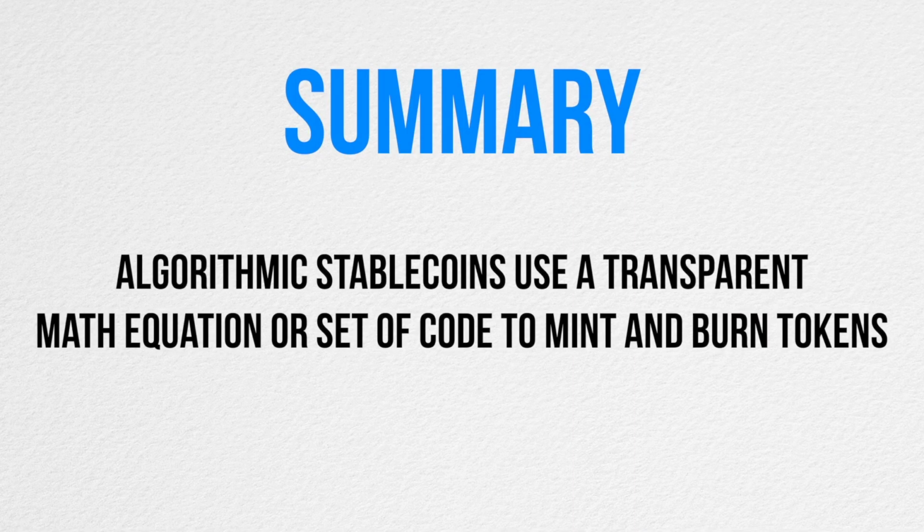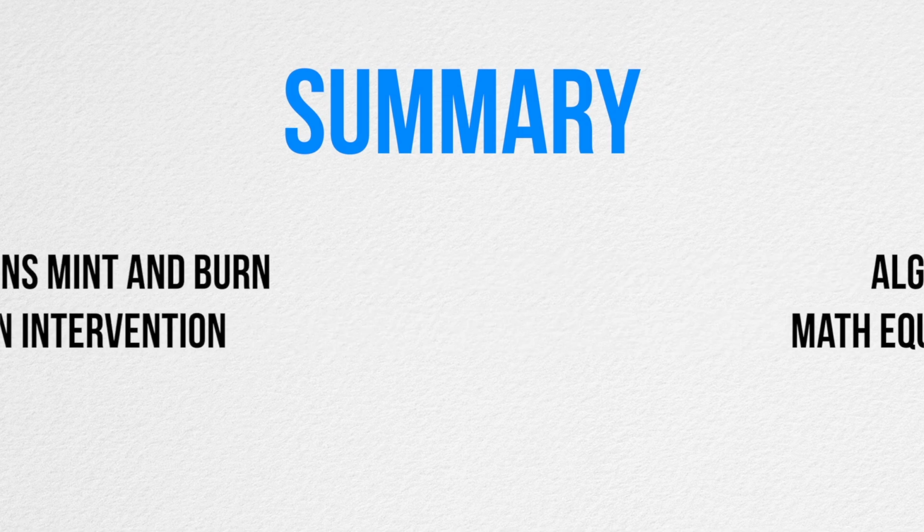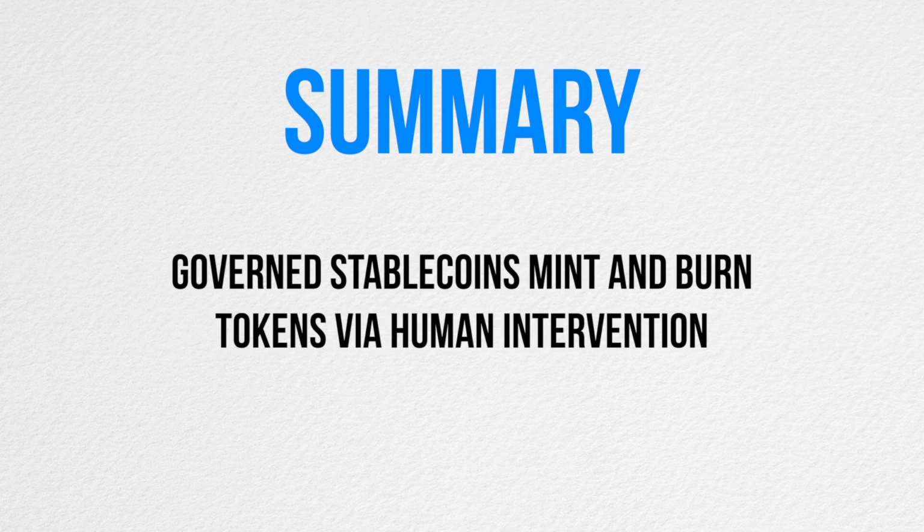So the summary here though is algorithmic stablecoins use some sort of autonomous permissionless code to mint and burn tokens, whereas governed stablecoins have some human interaction that mints and burns the coins and keeps them stable.